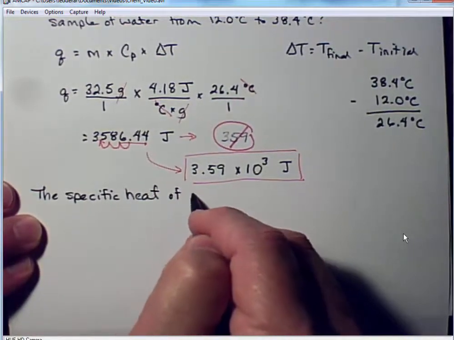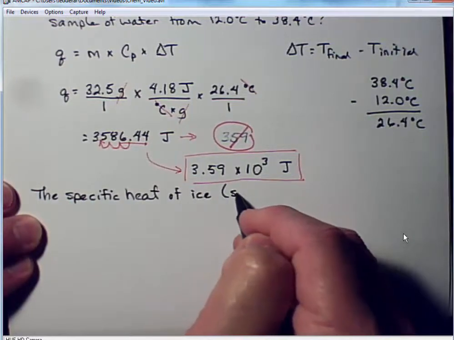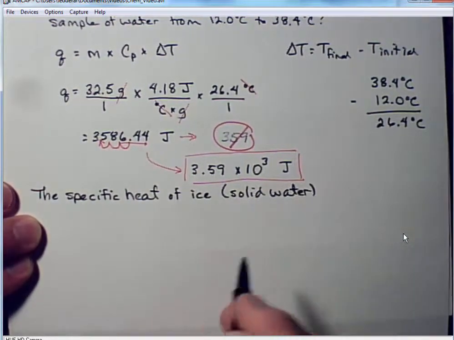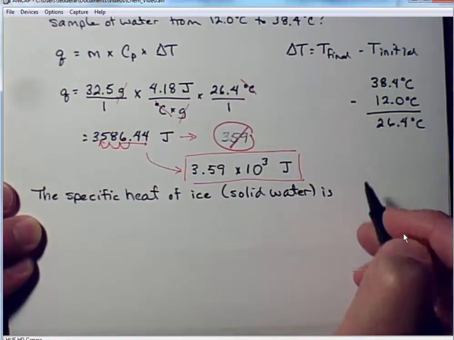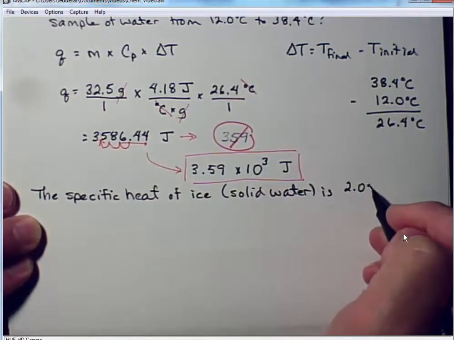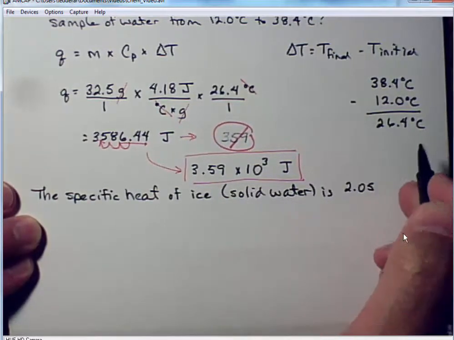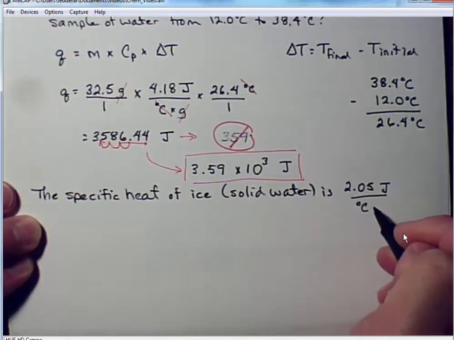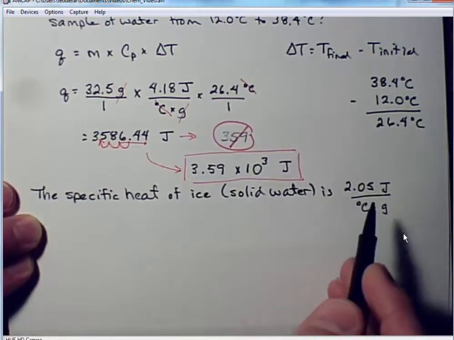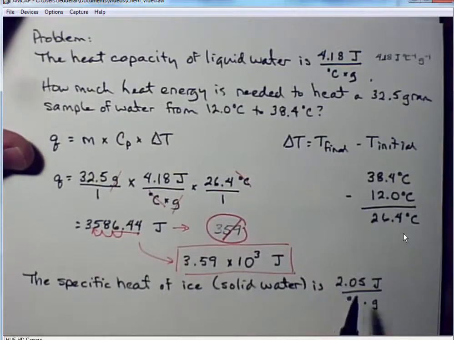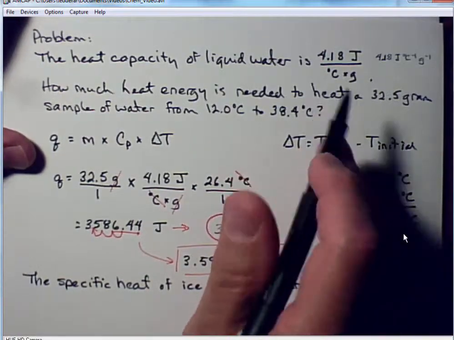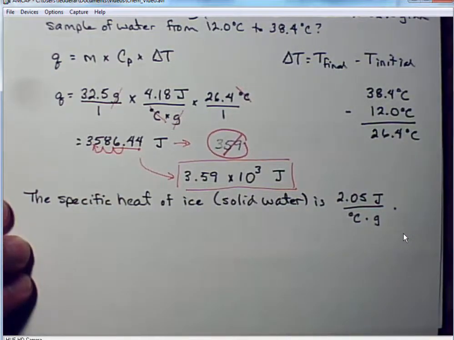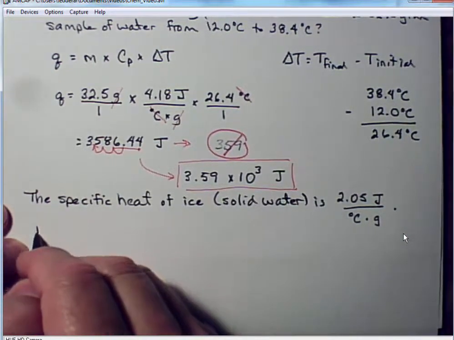The specific heat of ice, solid water, is 2.05 joules per degree C per gram. Notice the specific heat here for ice, solid water, is different than that of liquid water we had earlier. Okay, I told you that would be the case. So now this is an example so you can see that.